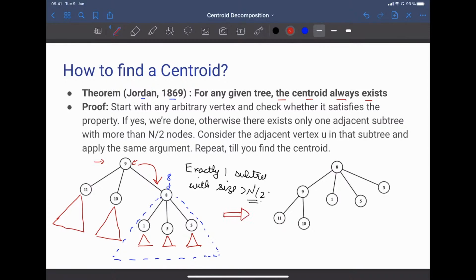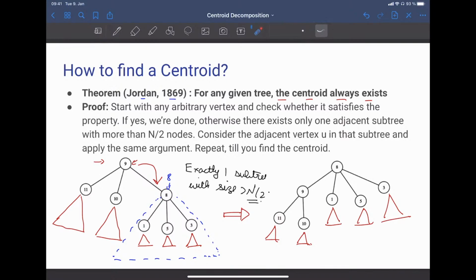Like we modify our root and root the given tree on node 8 and ask the question again. Okay, so now node 8 became my root. Node 1, node 5, and node 3 have their subtrees. And like node 11 and node also have their subtrees. Okay, so now this is the picture.